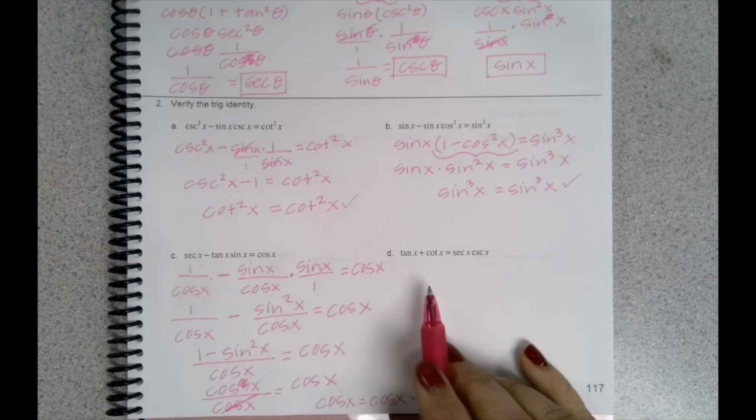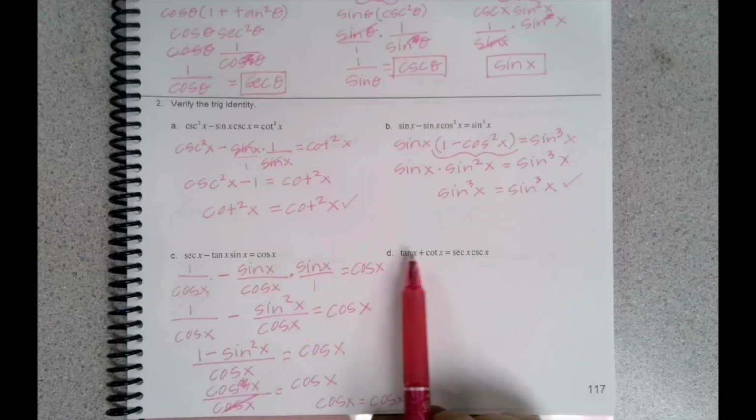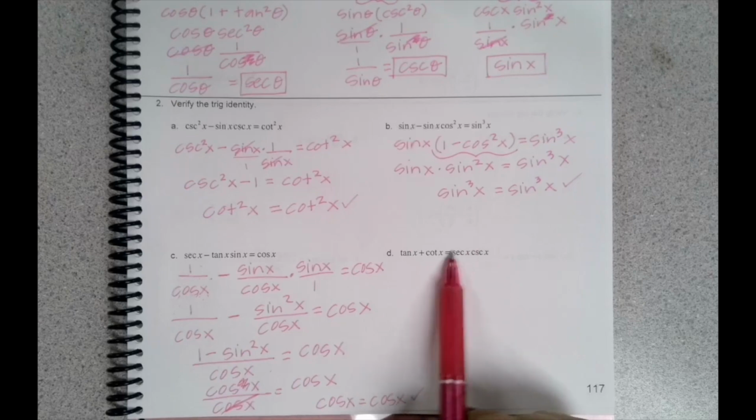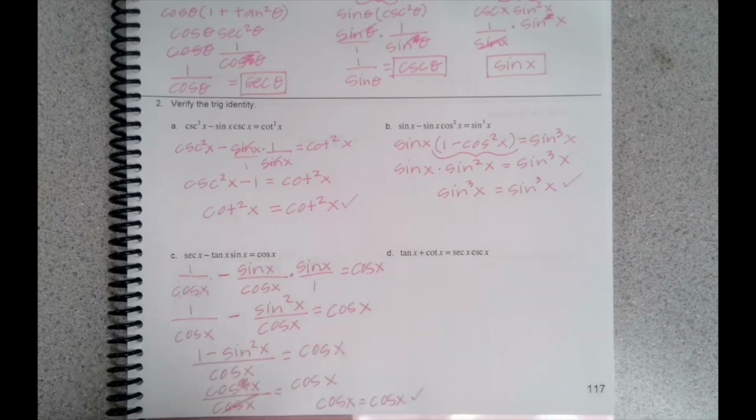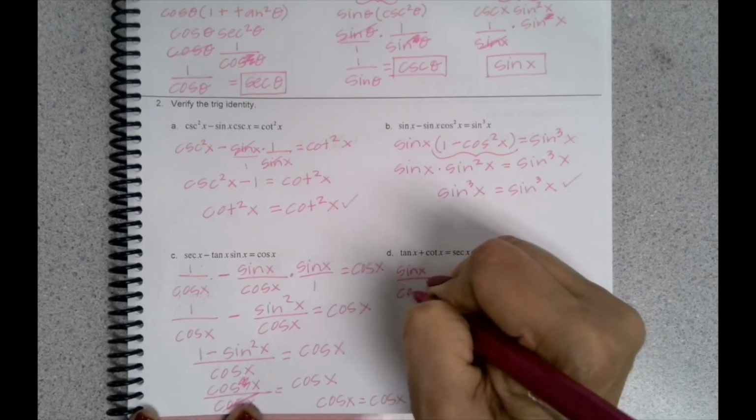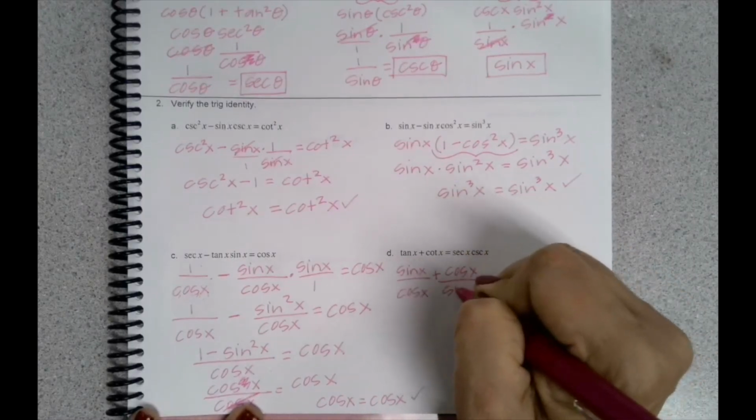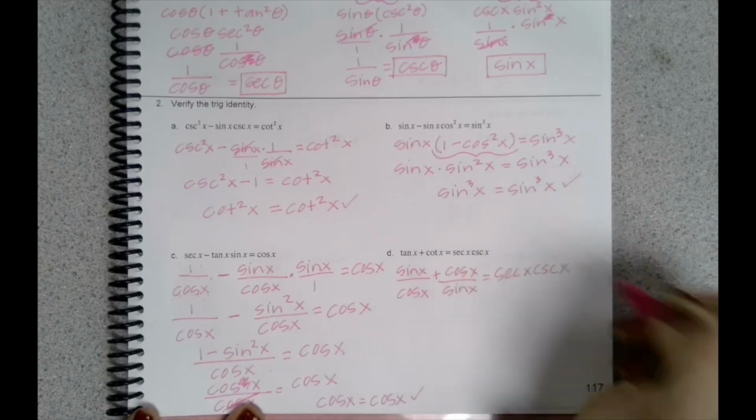And then for this one, this is what I'm wanting you guys to get familiar with: there is a tangent x plus a cotangent x. So this is 2 terms. When we don't have any addition or subtraction, that makes that 1 term. So in order to get it from 2 terms to 1 term, we have to switch things around and probably get common denominators. So I'm going to do sine x over cosine x plus cosine x over sine x equals secant x cosecant x. Okay?